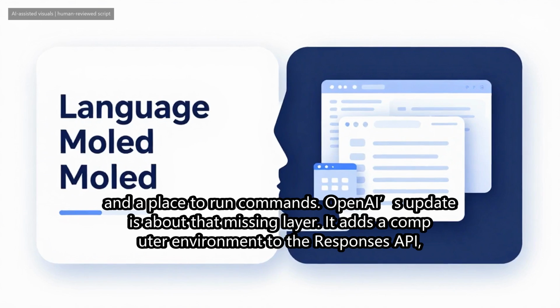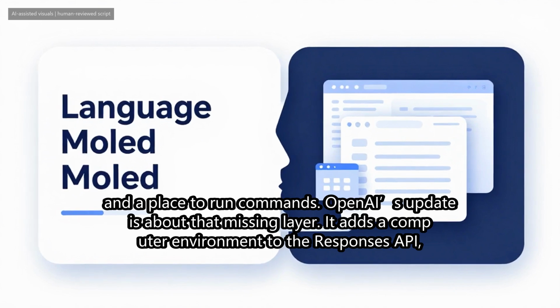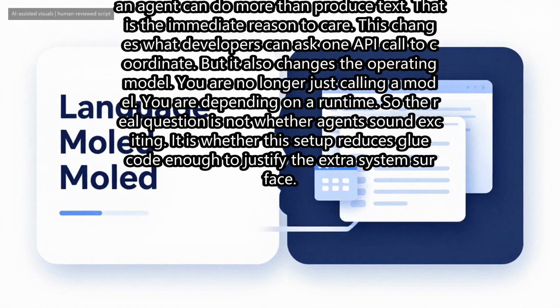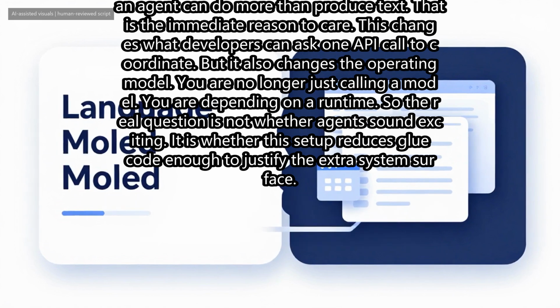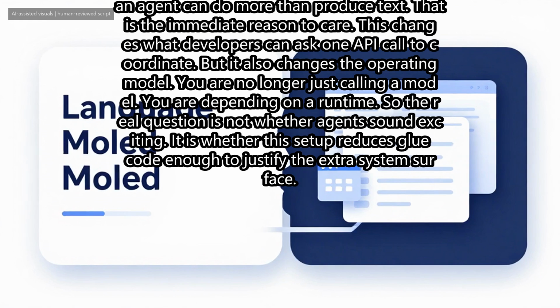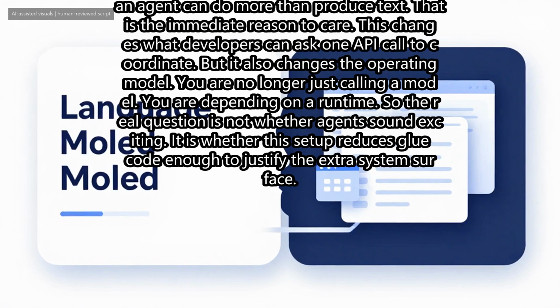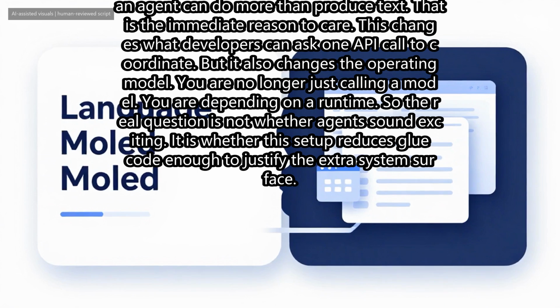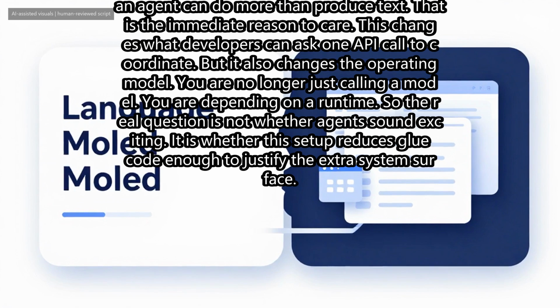It adds a computer environment to the responses API, using hosted containers and the shell tool so an agent can do more than produce text. That is the immediate reason to care. This changes what developers can ask one API call to coordinate. But it also changes the operating model. You are no longer just calling a model. You are depending on a runtime.